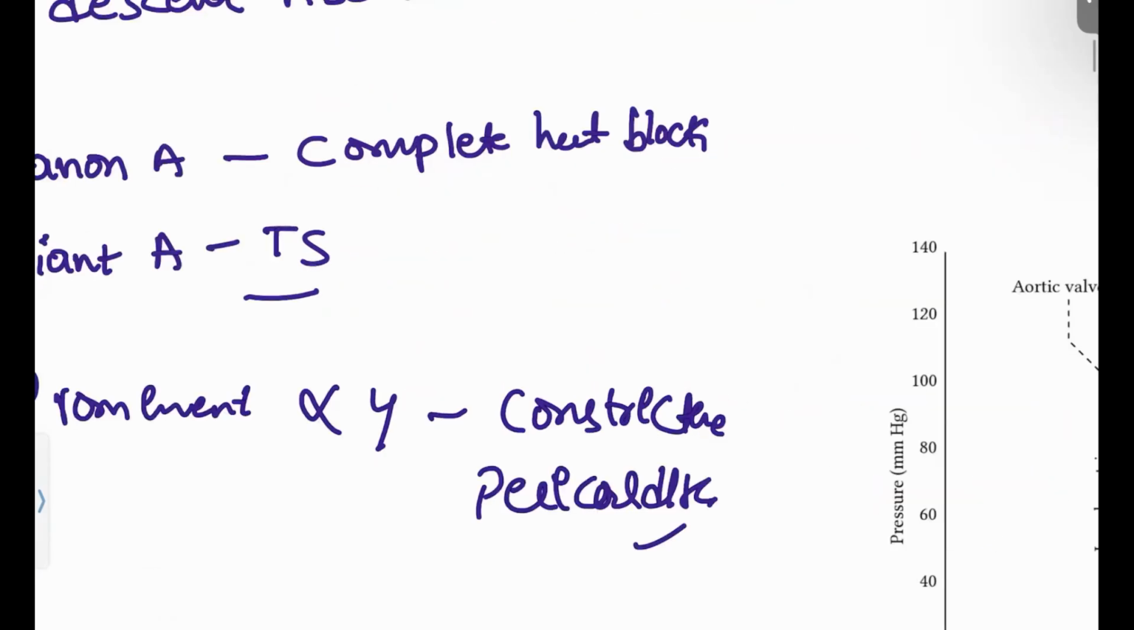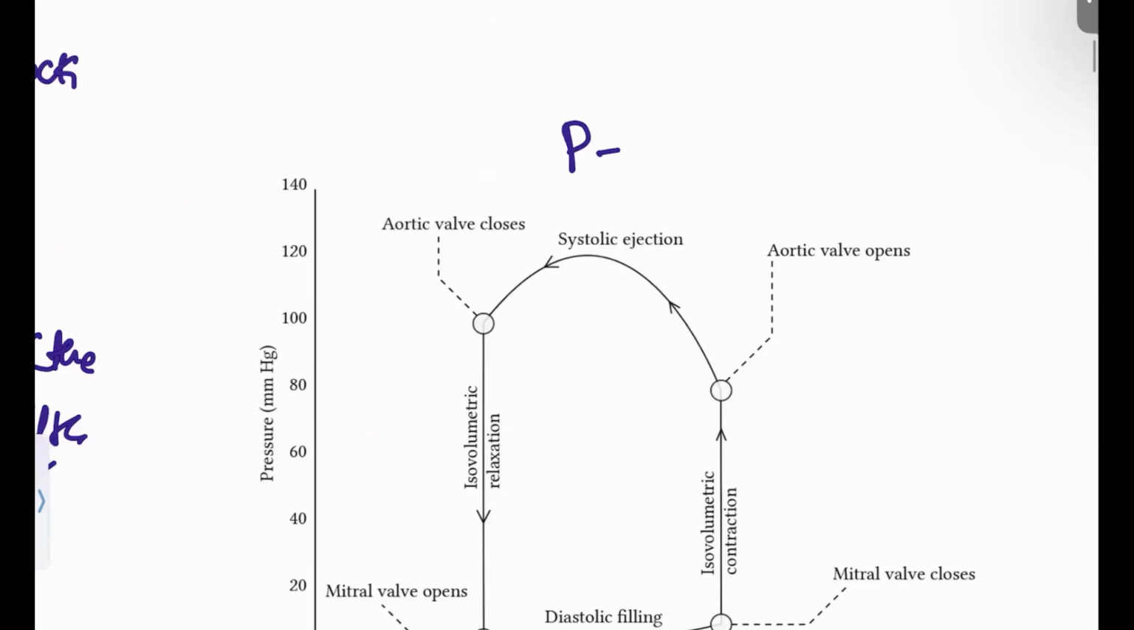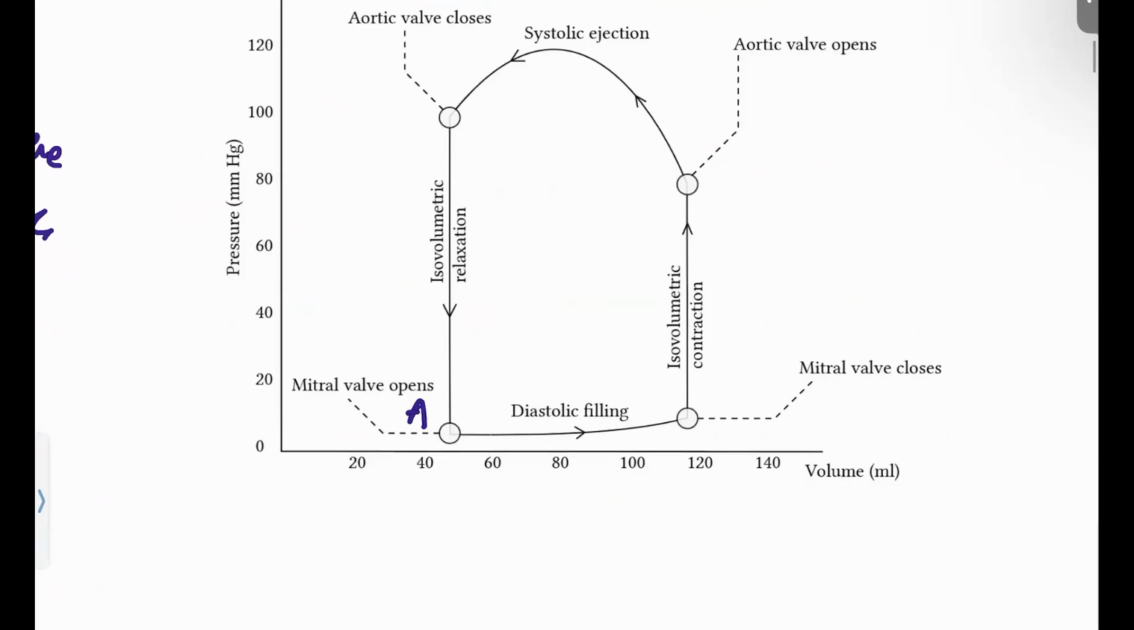And next part is your pressure and volume graph. So here also we have to understand the cardiac cycle. At point A, what is happening? The mitral valve is going to open, which will cause the diastolic filling. So the volume is going to increase here. And at point B, your S1 will be caused due to mitral valve closure.